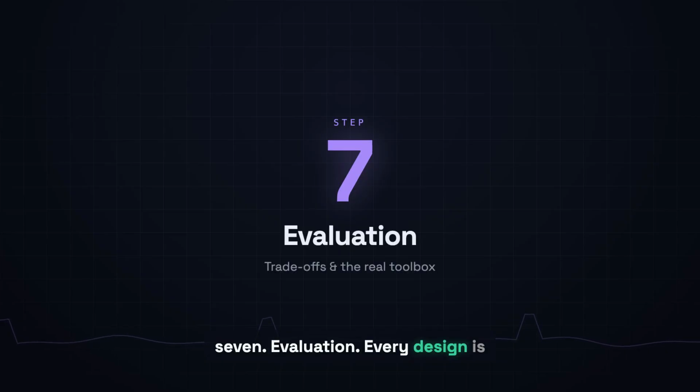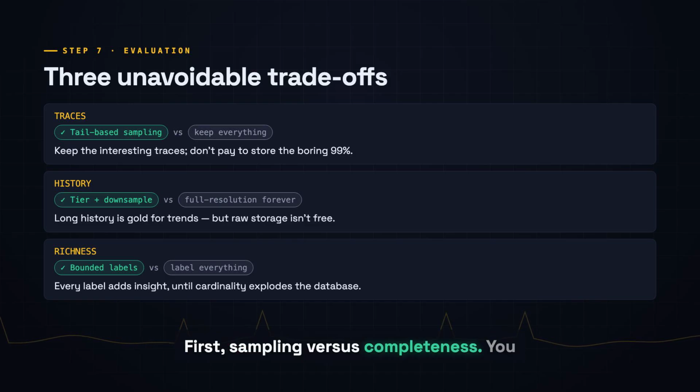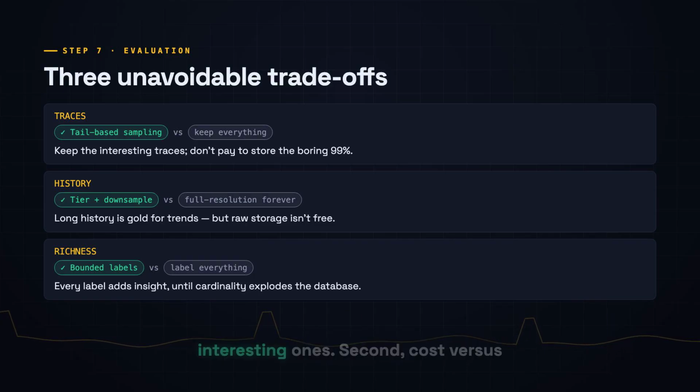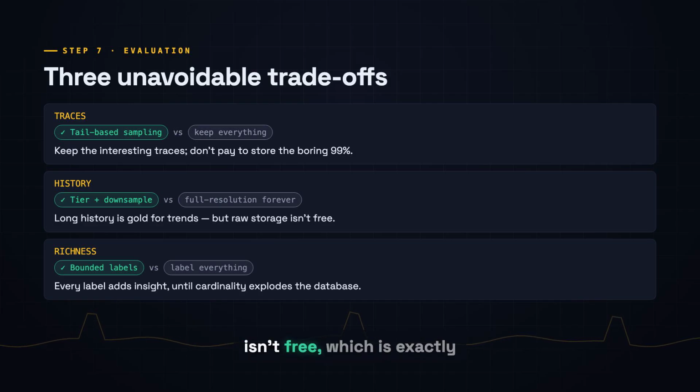This single idea is what kills alert fatigue and keeps your on-call engineers sane. Step 7, evaluation. Every design is a set of trade-offs, so let's name them honestly and then map the whole thing to real tools. There are 3 trade-offs you can't escape. First, sampling versus completeness. You can keep every single trace and pay a fortune, or sample a fraction and risk missing the one you needed. Most teams use smart, tail-based sampling to keep the interesting ones. Second, cost versus retention. Longer history is invaluable for debugging trends, but storage isn't free, which is exactly why we tier and downsample. And third, detail versus cardinality. Every rich label you add makes data more useful, right up until it explodes your database. Observability is the art of balancing these 3.